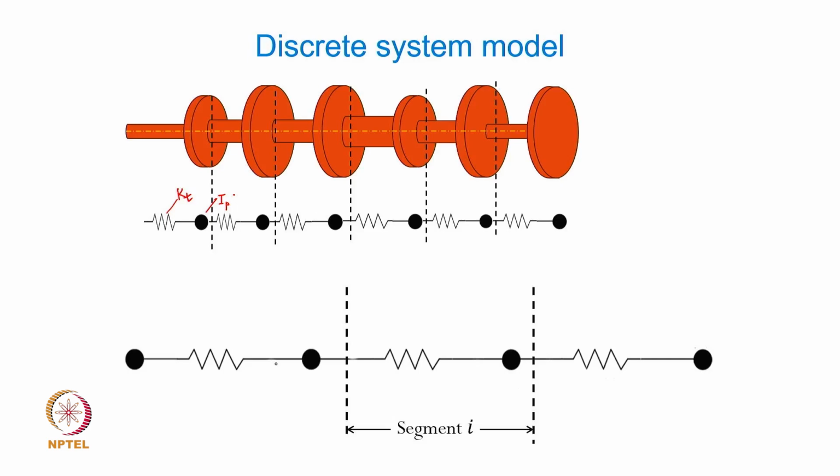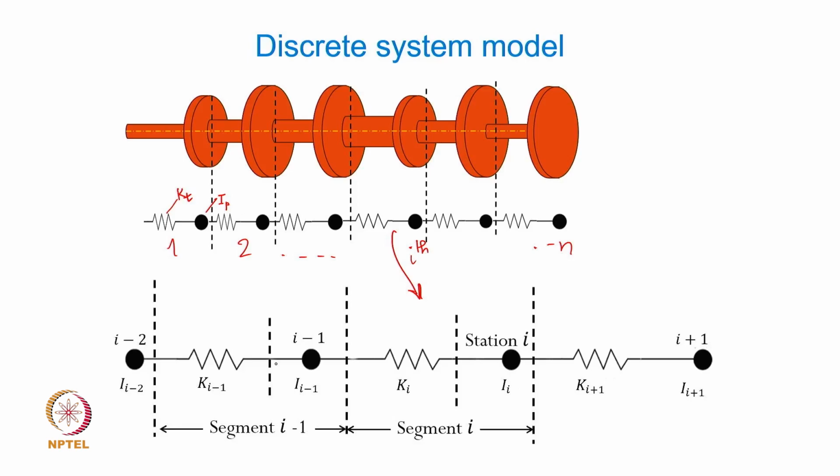Now let us focus on one such segment and look at how that segment's dynamics can be captured. So this is segment number 1, 2, and then you can go right up to the nth segment, out of which let us say this ith segment is what you are seeing here. It has again, as you see, a spring and a mass comprising that particular segment.